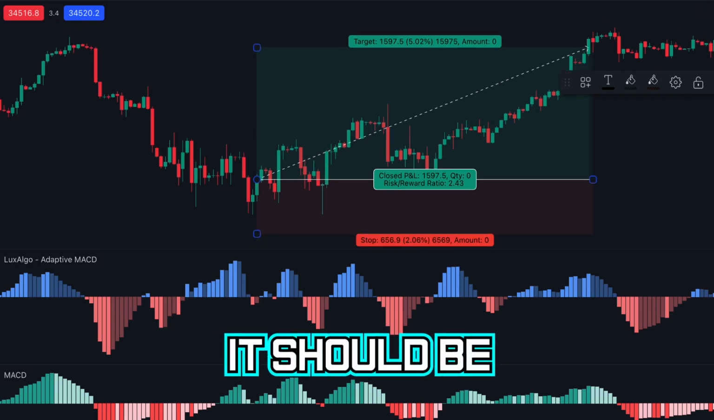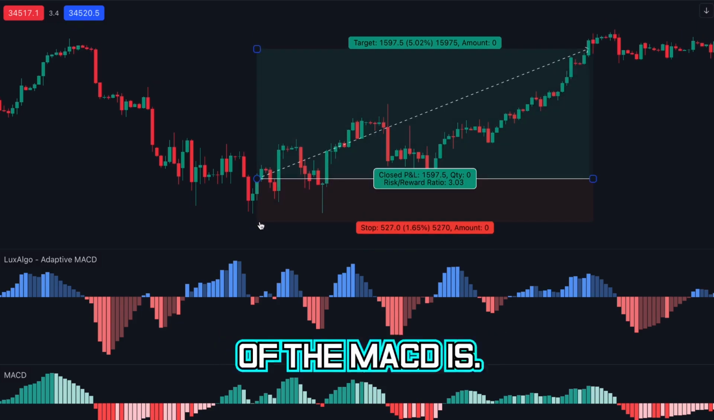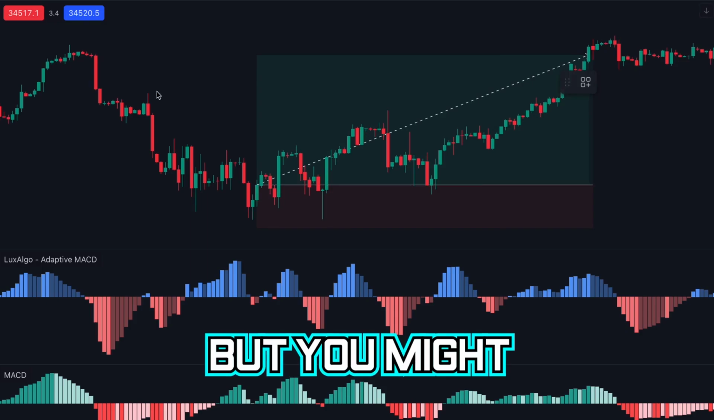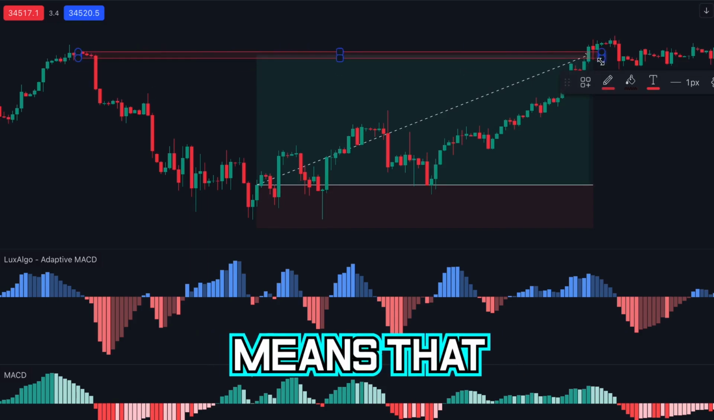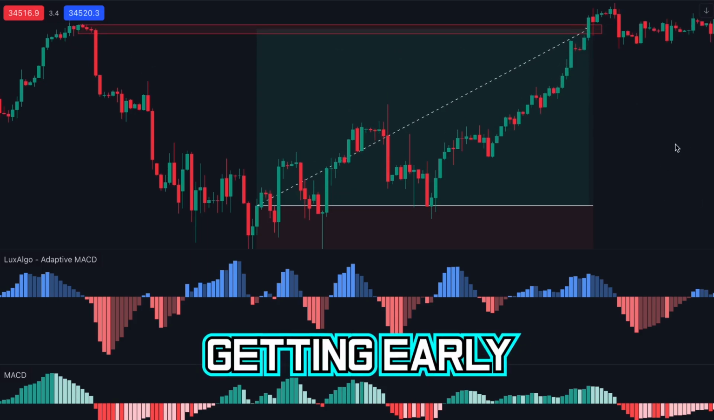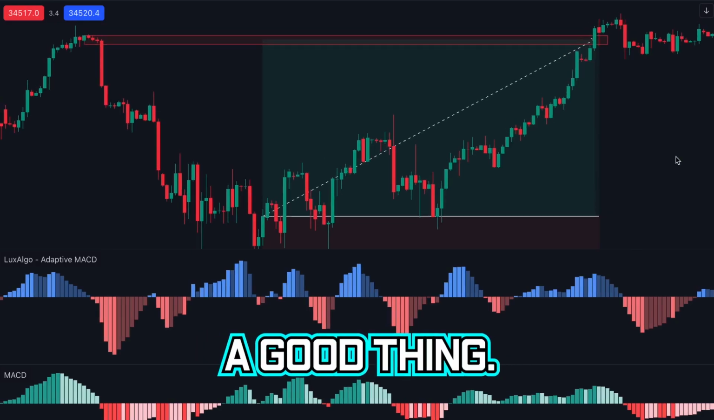By this point, it should be very clear how much better this version of the MACD is. But you might be wondering if this necessarily means that the signals are always better, as getting early signals is not always a good thing.